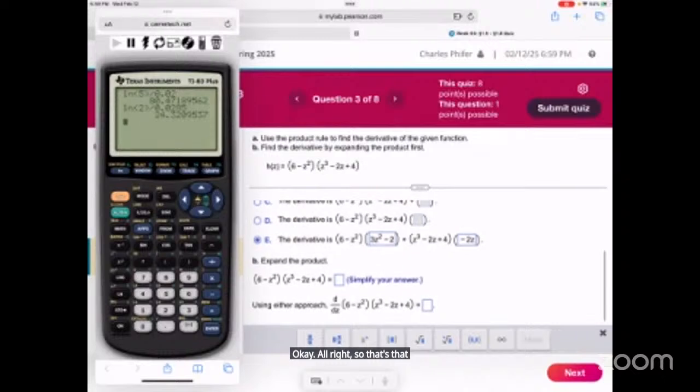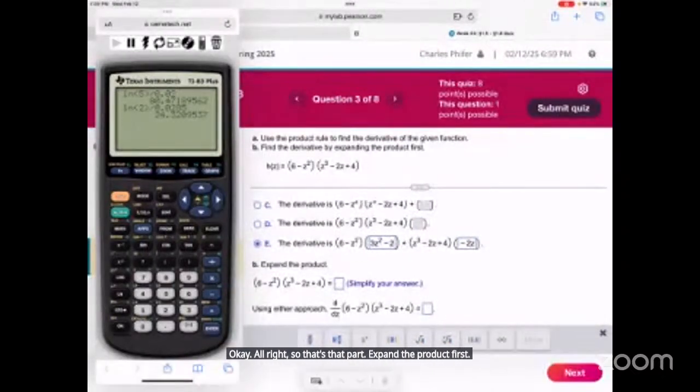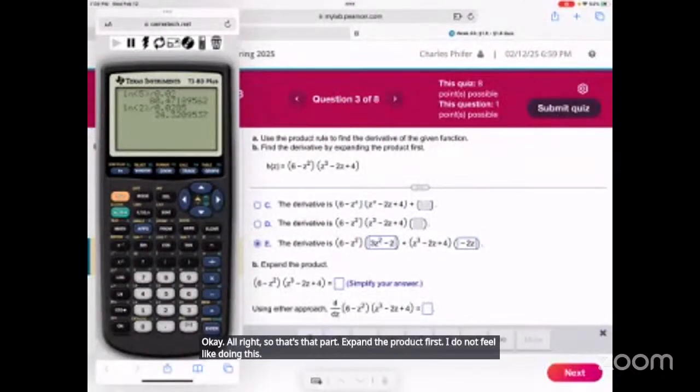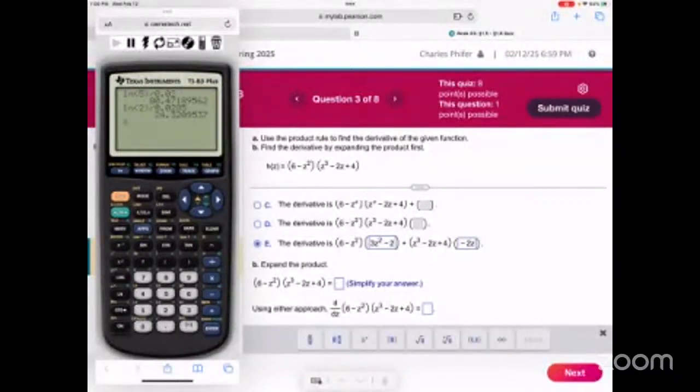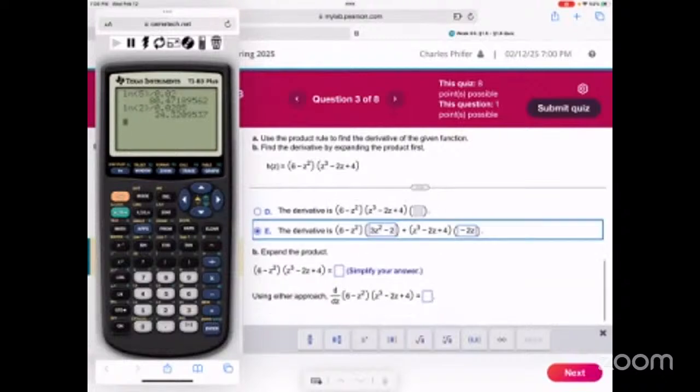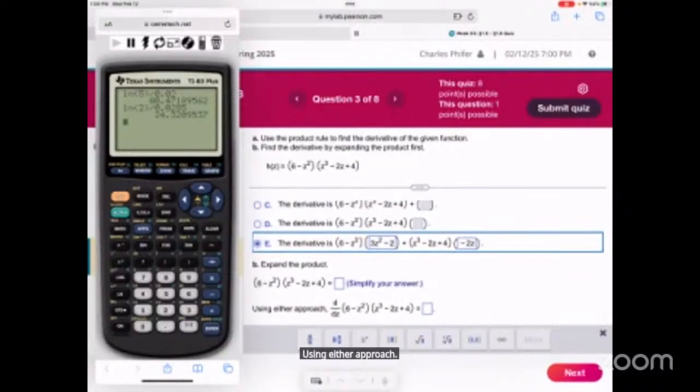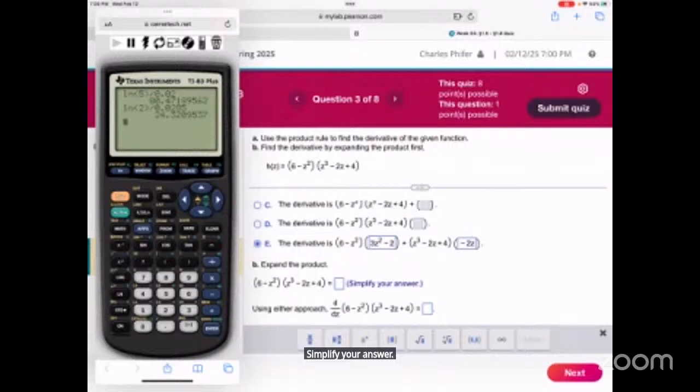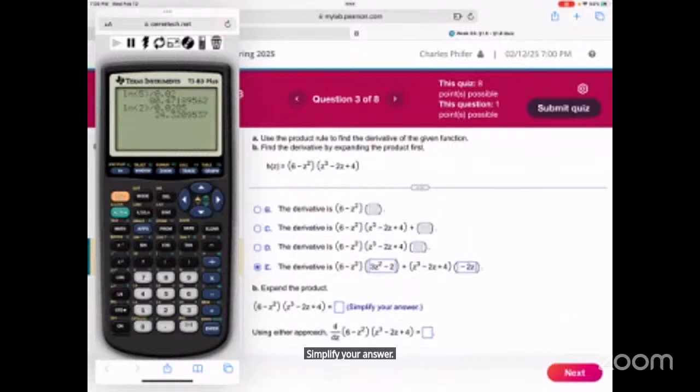Expand the product first. I do not feel like doing this. Using either approach. Simplify your answer. Yeah, I don't feel like doing this.